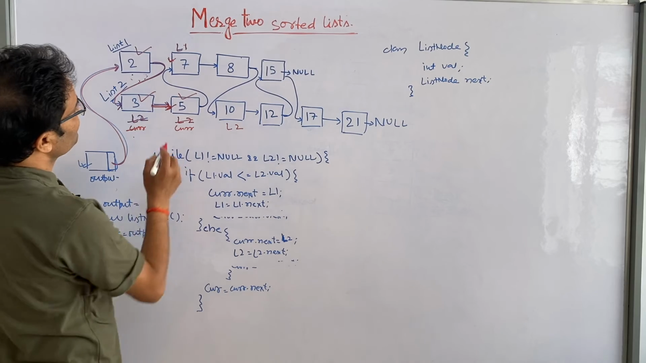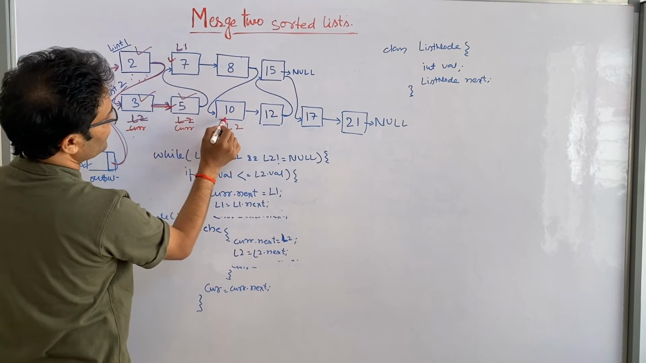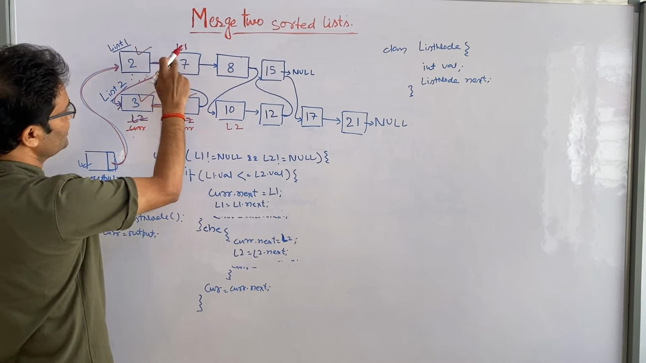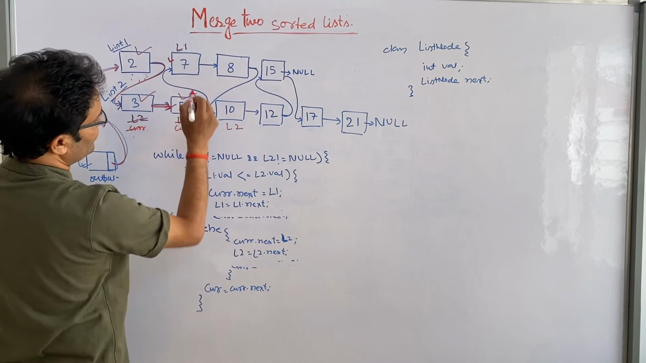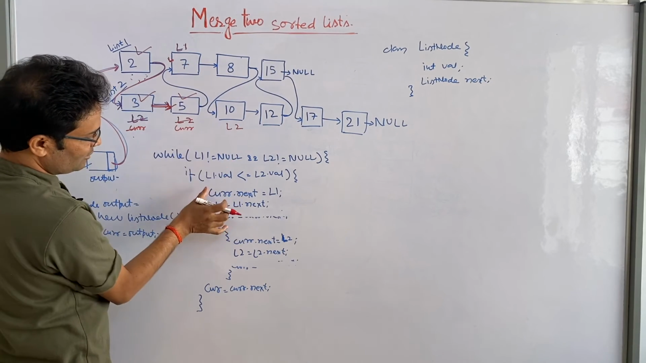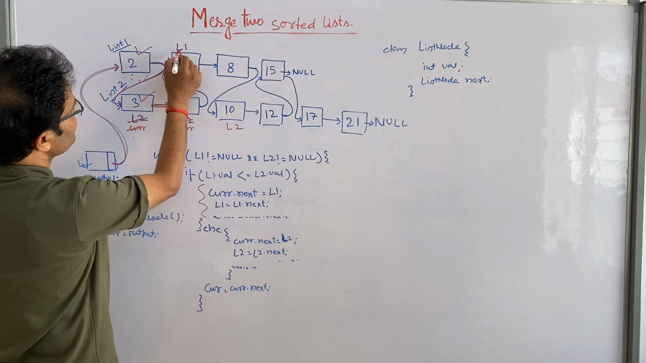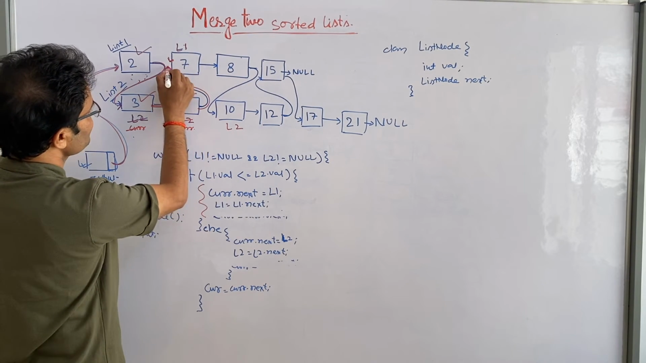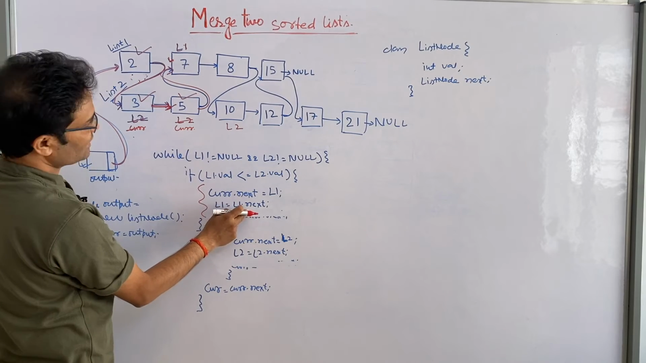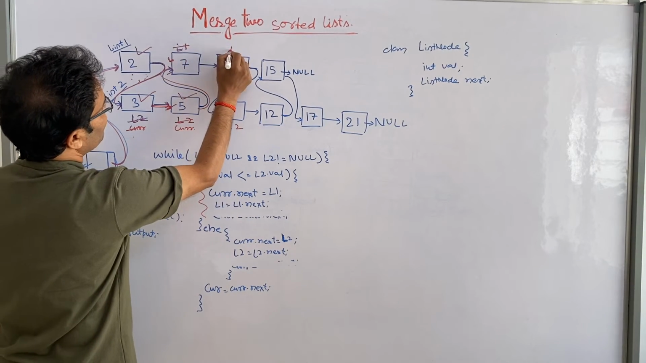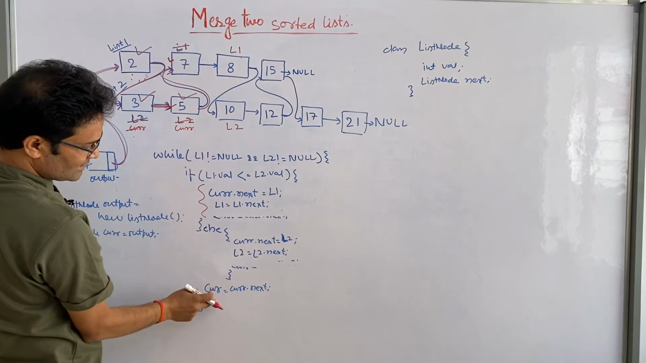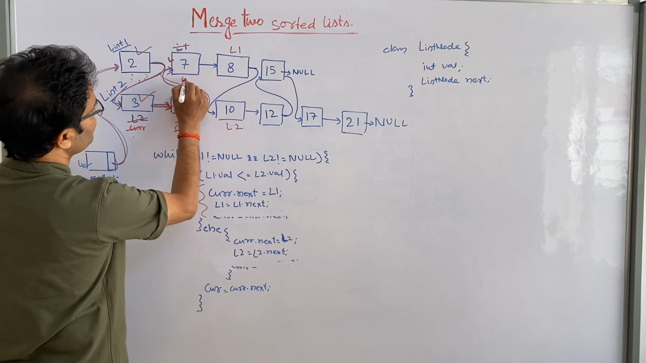Now next time they will check this 7 and the 10, right? 7 is not done yet. So 7 and 10. Effectively 7 is lesser, so it will go to this part. Current next is equal to L1. This is the current and this is the L1, so they will connect like this. L1 is equal to L1 next, so this will become the L1, and then current is equal to current next, this will become the current.